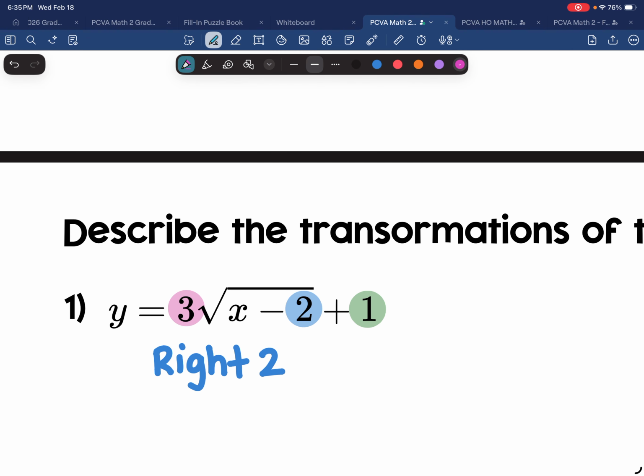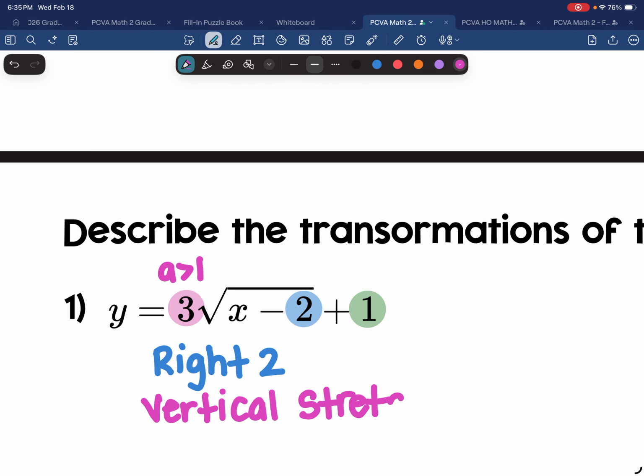The 3 is being multiplied in the front. So 3, this is greater than 1. So that means that we are going to have a vertical stretch. And that vertical stretch is going to be by our times 3. So we're going to be multiplying those y values times 3.